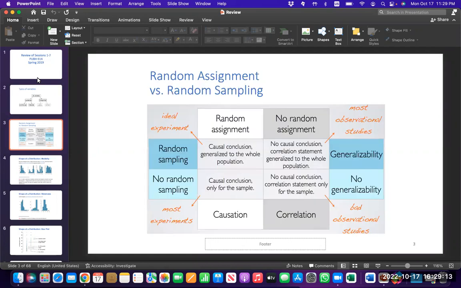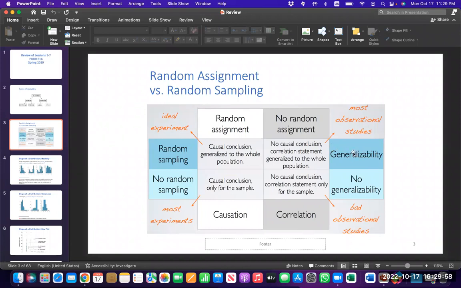Then we are talking about random assignment versus random sampling. Make sure that you review this part of the lectures that are being posted. You have the distinction between random sampling and random assignment, with the idea of being able to have causal conclusions that can be generalized to a whole population, where only random assignment can lead you to make causal inferences, even in the absence of random sampling.